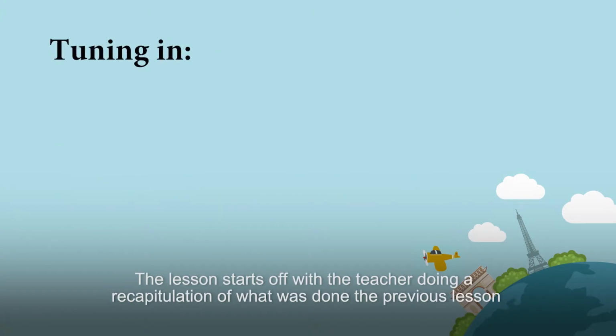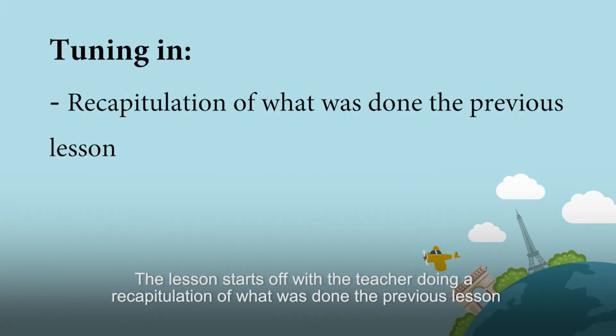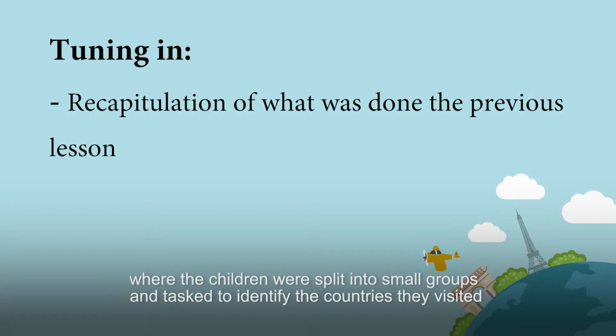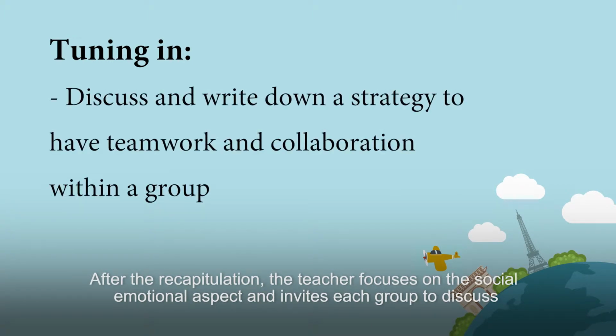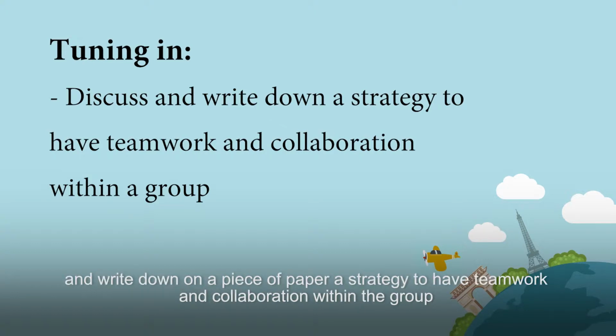The lesson starts off with the teacher doing a recapitulation of what was done in the previous lesson, where the children were split into small groups and tasked to identify the countries they visited. After the recapitulation, the teacher focuses on the social-emotional aspect and invites each group to discuss and write down on a piece of paper a strategy to have teamwork and collaboration within the group.